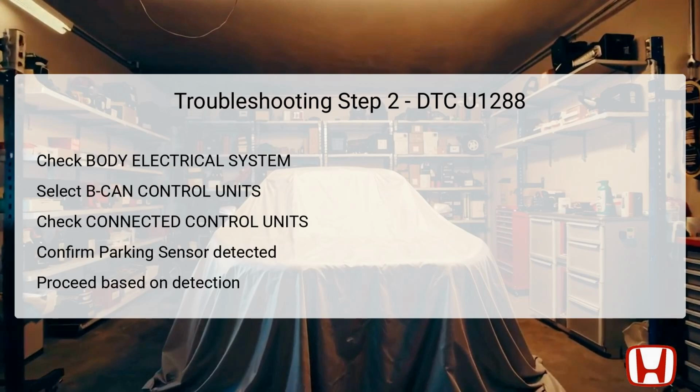In the second troubleshooting step, you will navigate the Body Electrical System menu on the HDS. Specifically, select the BCAN, Body Controller Area Network Control Units Information option to check which connected control units are active in the system. This step will help confirm whether the parking sensor module is being detected correctly by the vehicle's diagnostic system. If the parking sensor module is detected, this implies that there is some level of communication established, and you will move on to further diagnostics outlined in the next steps.